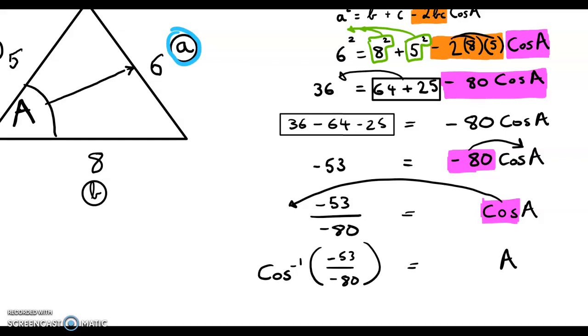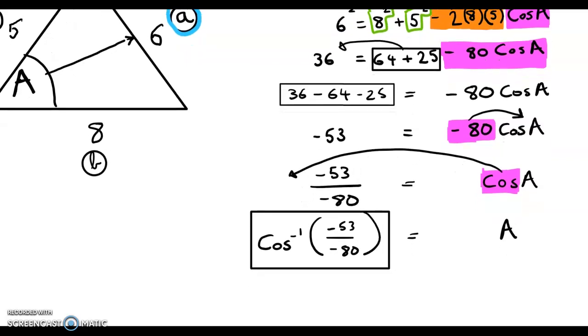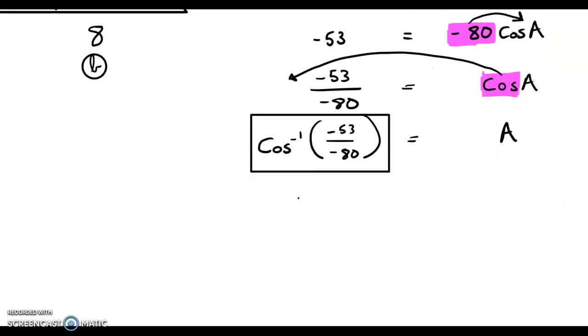Now A is on its own. And now you're ready to type that into the calculator, all in one go, rather than doing it bit by bit by bit. Okay? And when you type that into the calculator, that will be your angle.